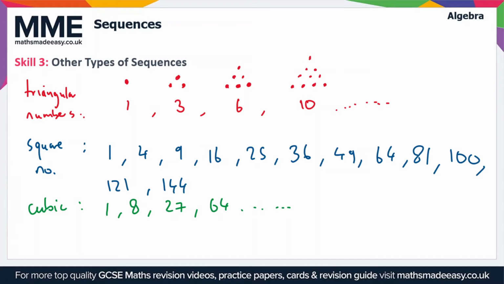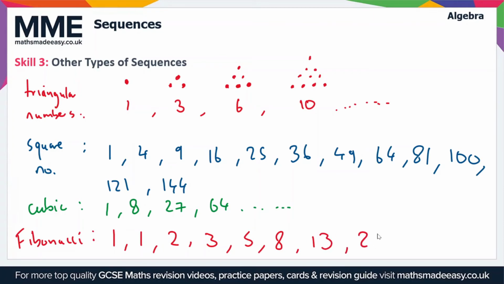And the last one we'll look at is the Fibonacci sequence. The Fibonacci sequence is a very particular type of sequence, and it's where you add the previous 2 terms together to get the next term. The first 2 terms are 1 and 1, then you add these 2 terms together to get 2, and then you add the 1 and the 2 from the previous 2 terms to get 3, add the 3 and the 2 to get 5, add the 5 and the 3 to get 8, add the 8 and the 5 to get 13, add the 13 and the 8 to get 21, and so on. So these are all just different types of sequences that you should be aware of.